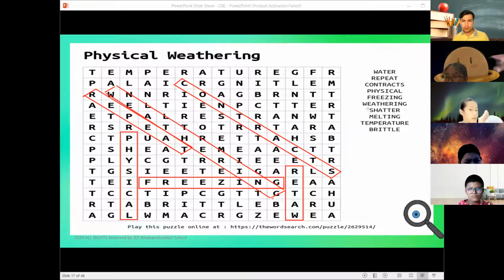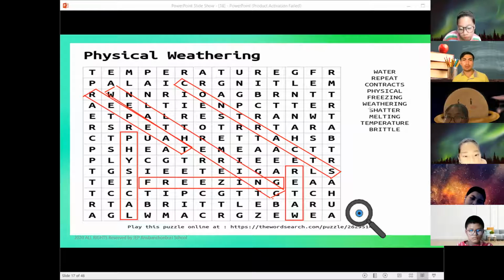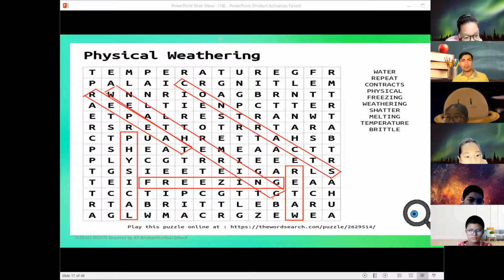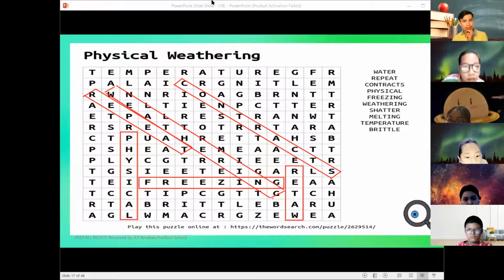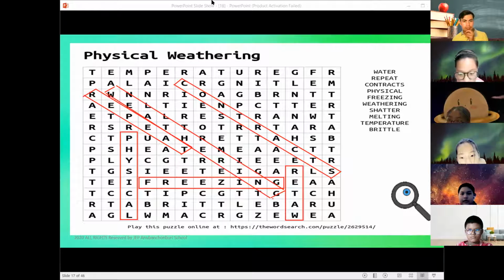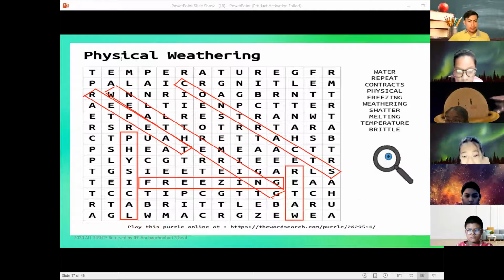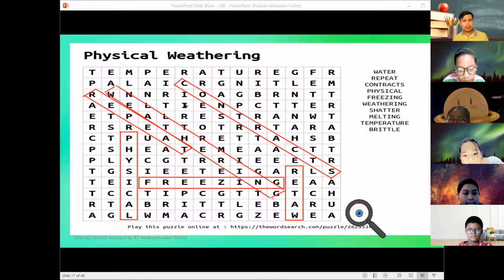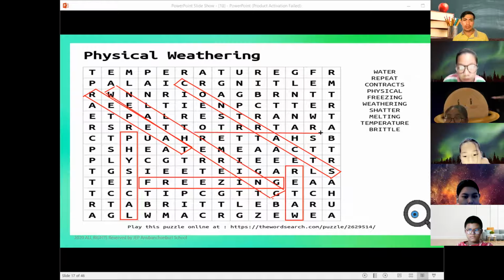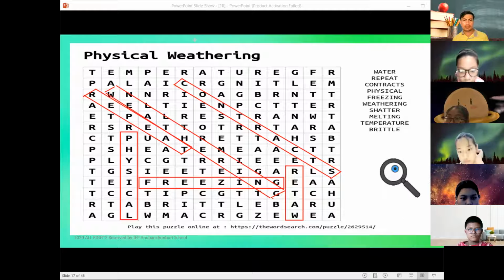Let's proceed with the next word. Shatter. Nataya, number 24, go ahead. Nataya, find the word shatter. Okay, there. I found it already. Good job. Good job, shatter. Okay, so I'll just do it again, Nataya. Put it in a box. Do it again, Nataya. Shatter.